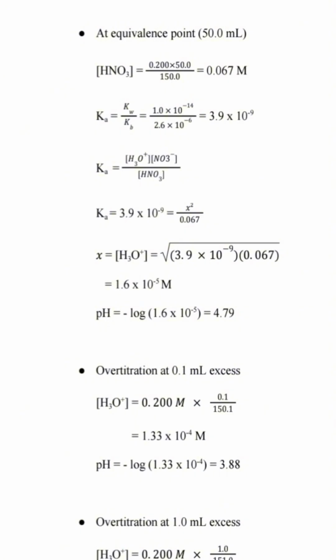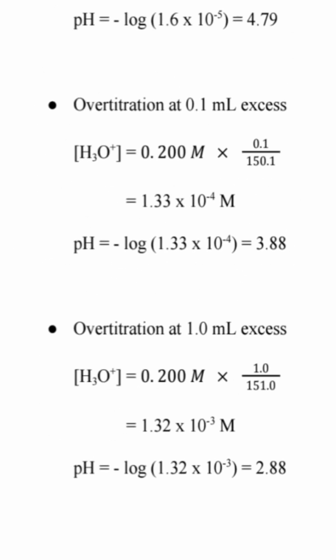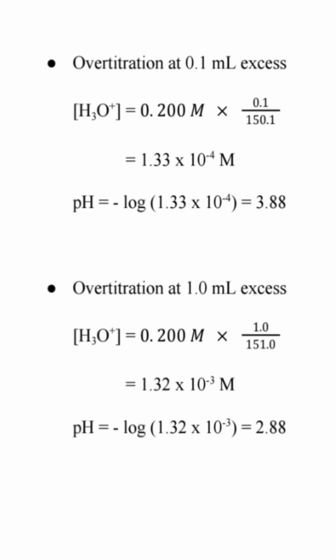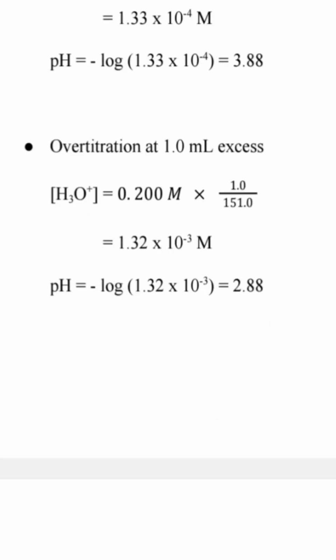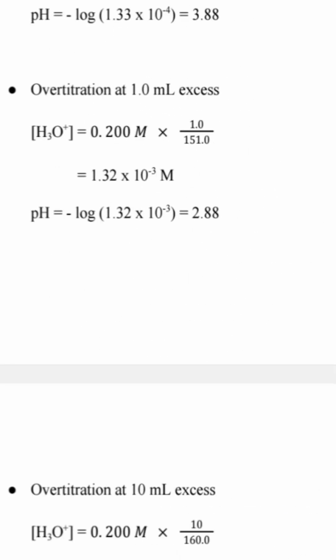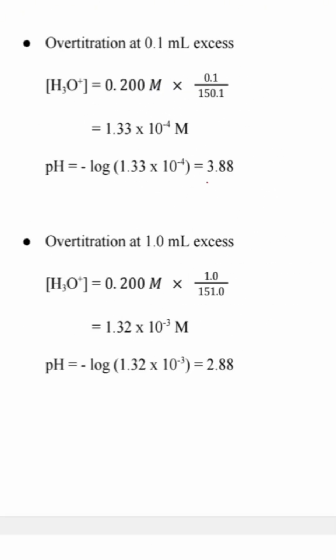This causes the pH of the solution to decrease significantly and rapidly. For example, if 0.1 milliliters of nitric acid is added beyond the equivalence point, the concentration of excess hydronium ions is calculated using the formula concentration equals molarity times volume over total volume. This gives us a hydronium ion concentration of 1.33 times 10 to the power of -4 molar. Hence, the pH is 3.88.